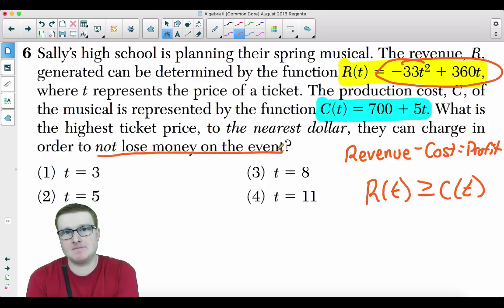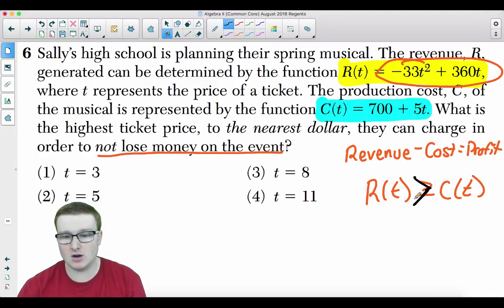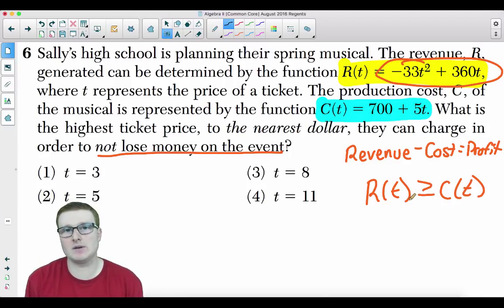Now, that doesn't mean that they want to earn a profit. You've got to be careful with the wording here. Profit means that they want to bring something home. If they said profit, this would be greater than only. But they don't want to lose money on the event, so it could be equal to the cost function as well. They could produce it and walk away with nothing. Unfortunately, you don't want to do that. You want to always earn something. But they just don't want to lose money on the event.